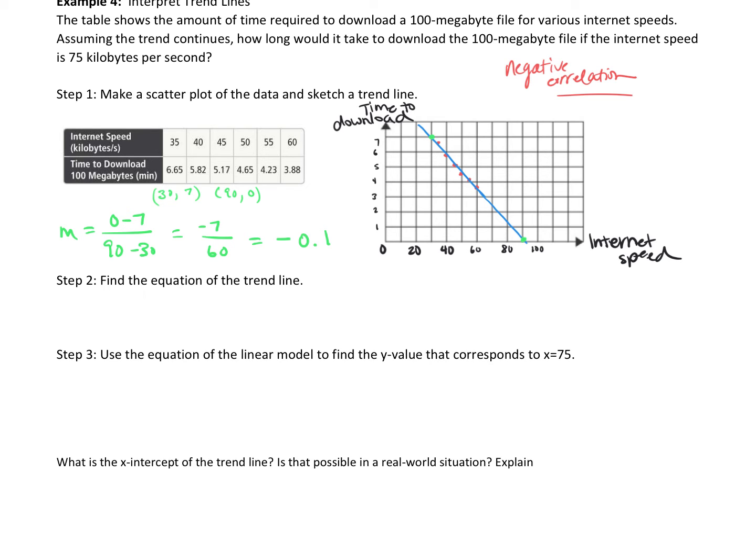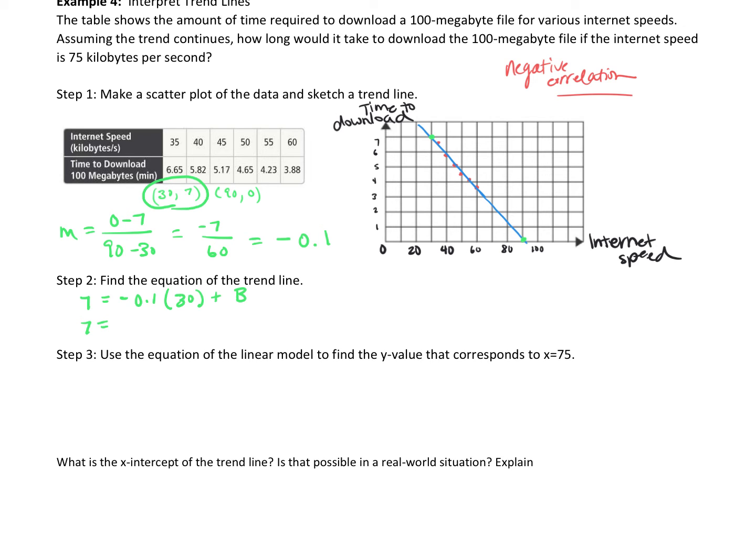Now I'm going to take one of the ordered pairs and just plug in the x and the y. So maybe I'll take this first ordered pair. I'm going to plug into y equals mx plus b. The y is 7 equals our m is negative 0.1 times the x is 30 plus, I'm going to make this a capital B so I don't mistake it with a 6. And now we're going to solve for our y-intercept.